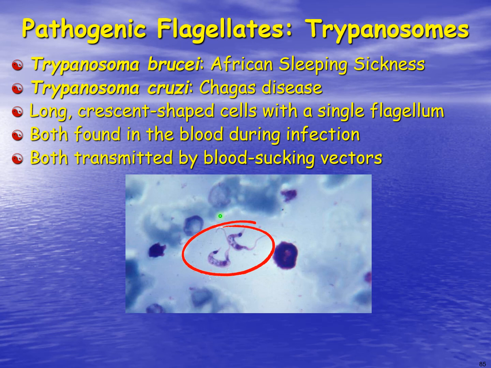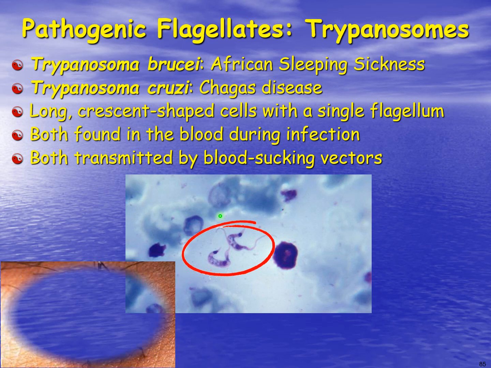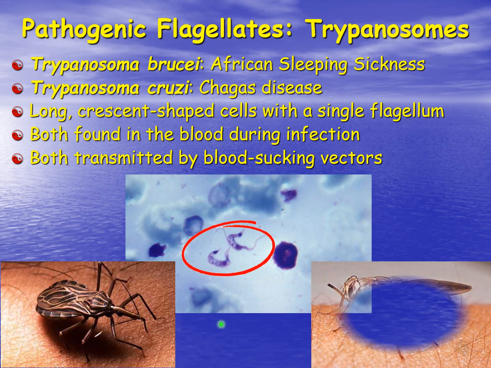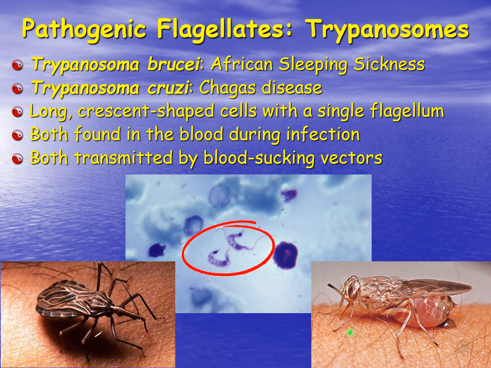Both are transmitted by blood-sucking vectors. Trypanosoma cruzi is actually vectored by a group of the triatomine bugs. This is a large blood-sucking bug, oftentimes called the kissing bug in this region of the country because it likes to bite in and around the face. And Trypanosoma brucei is transmitted by the tsetse fly, which is a fly found primarily only in sub-Saharan Africa.